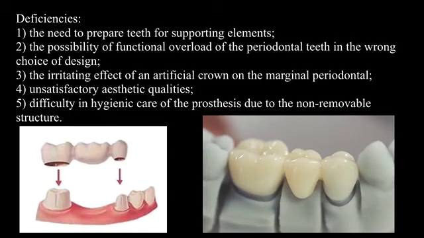In addition to the positive qualities, the bridges have the following deficiencies: the need to prepare teeth for supporting elements, the possibility of functional overload of the periodontium of the teeth with the wrong choice of design, the irritating effect of an artificial crown on the marginal gingiva, unsatisfactory aesthetic qualities, and difficulty in hygiene care of the prosthesis due to the non-removable structure.